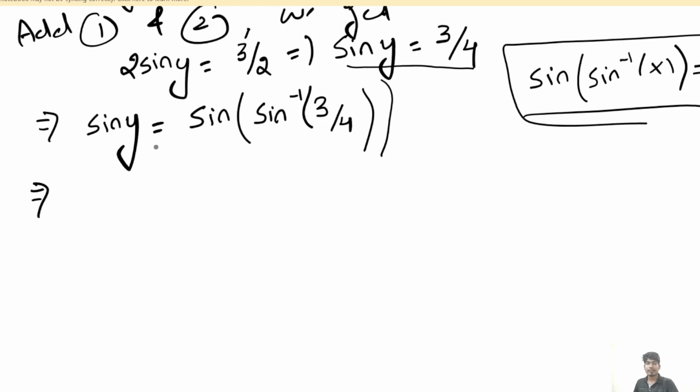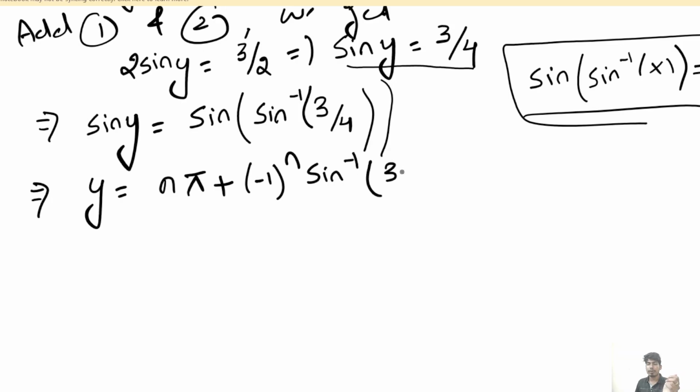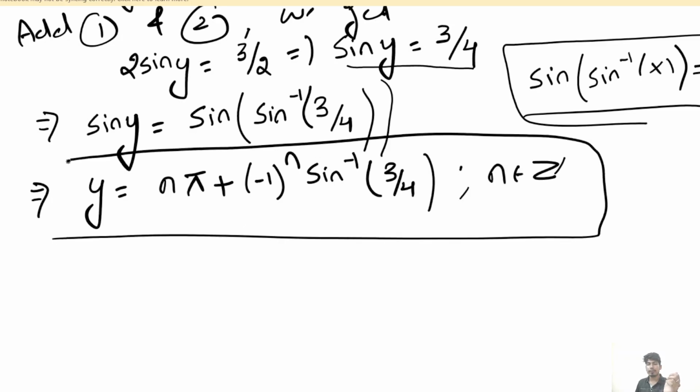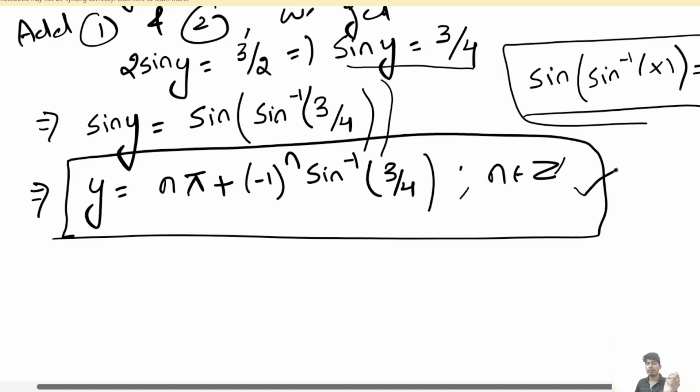Then apply sin x is equal to sin alpha. Then x is equal to n pi plus minus 1 to the power n alpha. Alpha is sin inverse 3 upon 4, where n belongs to integers. So this is our solution of the equation: y is equal to n pi plus minus 1 power n sin inverse 3 upon 4.